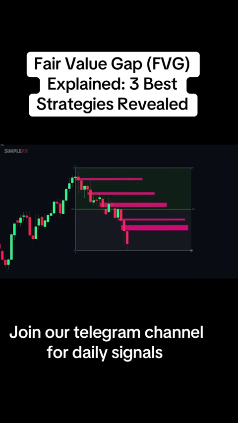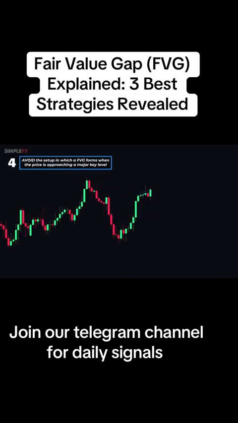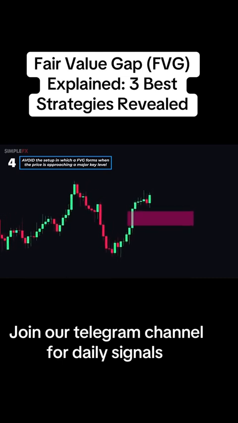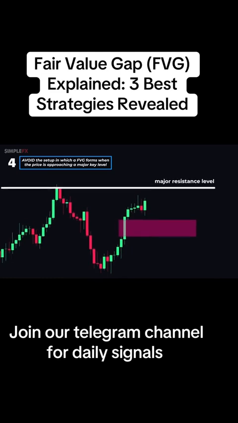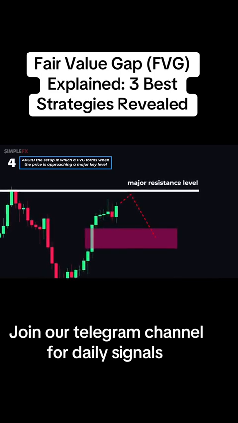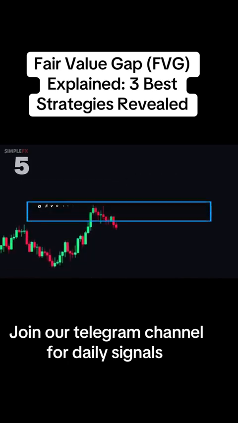Drag the tool from the swing high to the swing low, and only focus on the gaps located on the top area. Number 4. A type of setup you should absolutely avoid is when a fair value gap forms as the price approaches a major key level. For example, let's say you spot a bullish fair value gap forming, but when you look back, you notice that there's a major resistance level above. So it's best to ignore this fair value gap. This is because key levels could cause the price to be rejected and reverse from them, which may invalidate our initial fair value gap.